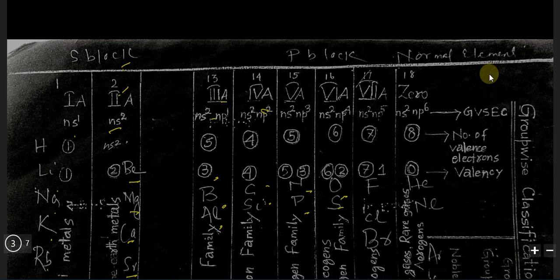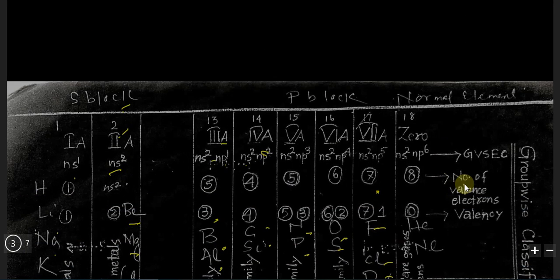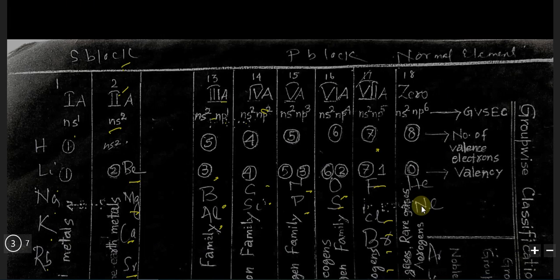7A, that is ns2 np5, is the halogen family: fluorine, chlorine, bromine, iodine, astatine. And the zero group, inert gas elements or noble gas elements, are present in the 18th column or 8 group: helium, neon, argon, krypton, xenon, radon.